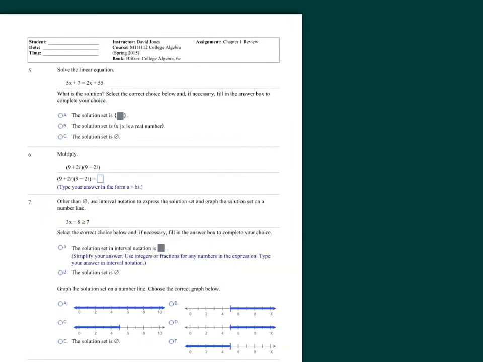Okay, solve the linear equation 5x plus 7 equals 2x plus 55. This one's fairly straightforward. So we'll want to get the x's on the same side, so you can do that however you want. I would move the 2x to the left side of the equation, and in order to do that, we've got to turn it into 0. So if we subtract 2x, that becomes 0, and we'll have to subtract 2x from both sides.